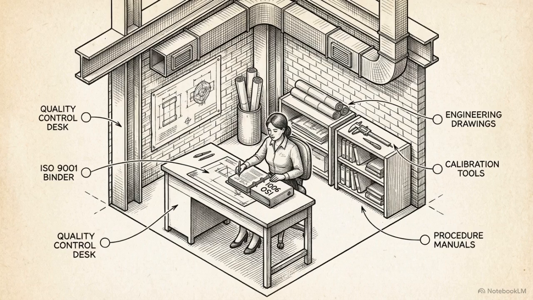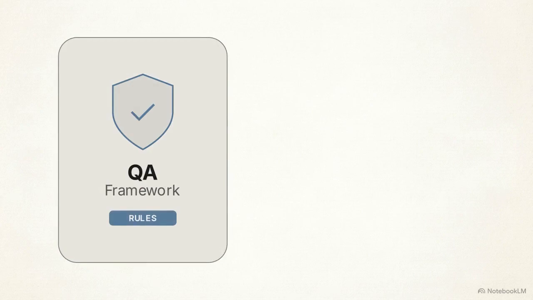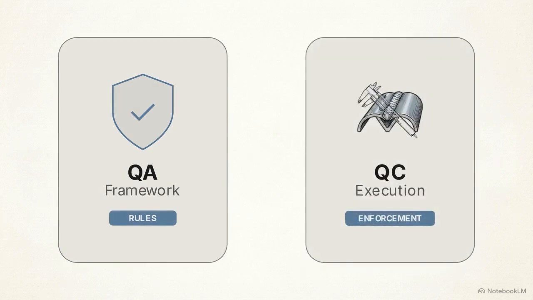QA dictates the overall system. It encompasses ISO 9001 quality management requirements and generates the inspection and test plan, a mandatory step-by-step checklist defining exactly how and when every single activity will be verified. If QA is the preventative framework, quality control, or QC, is the reactive execution.